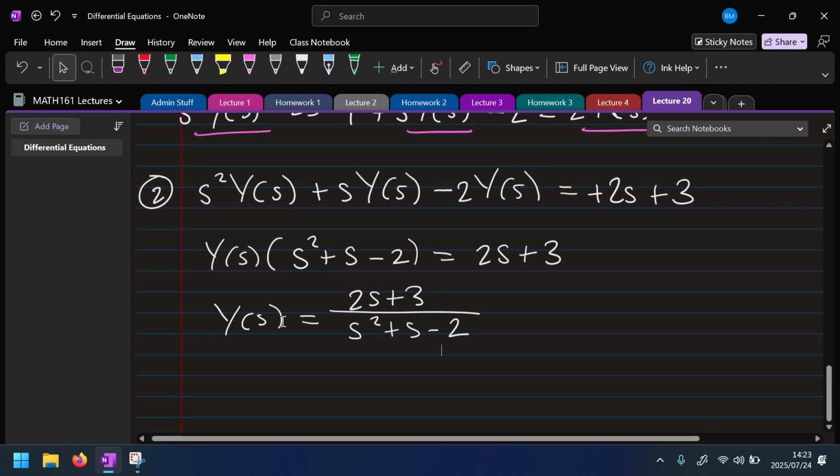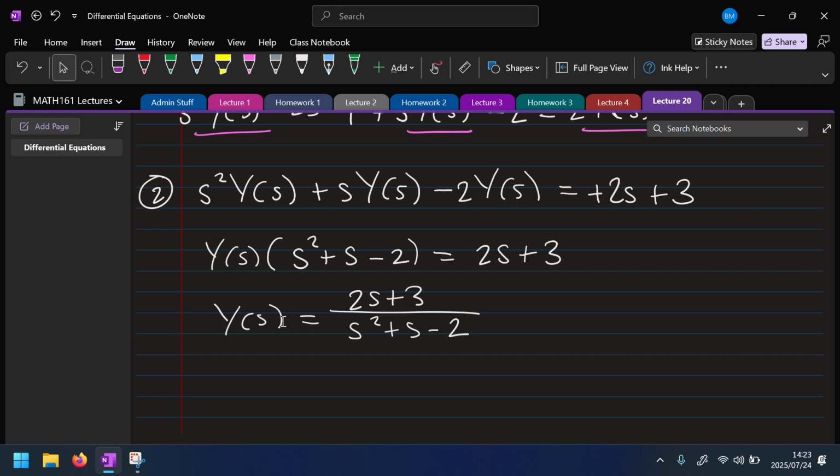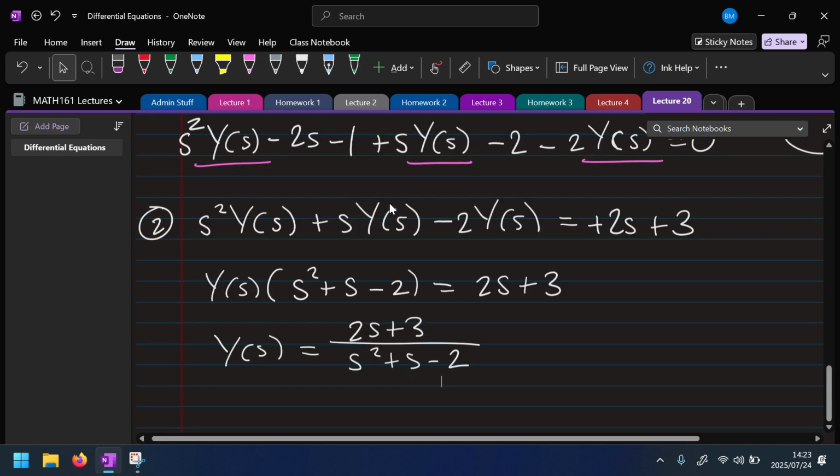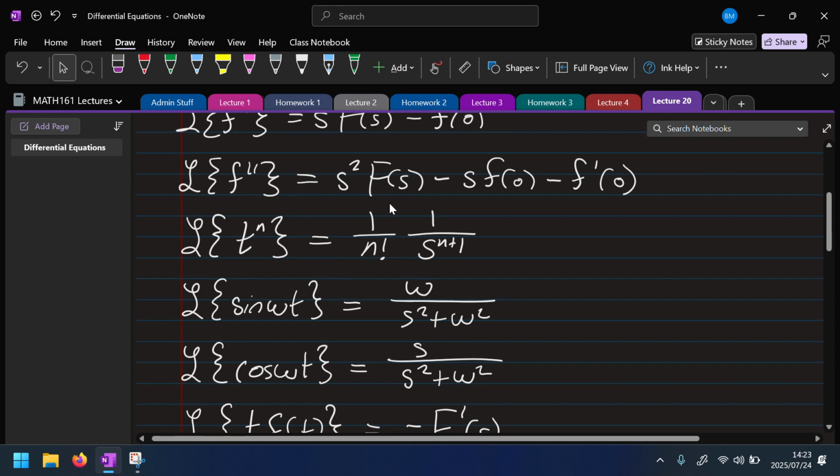Okay, so we've got this capital y of s there. So step 2, done. We've got that function there. Step 3, we need to do the inverse Laplace transform of that right-hand side. But this right-hand side is a bit of a mess. What we want is it to look like these right-hand sides over here. Okay, currently it doesn't look like that.